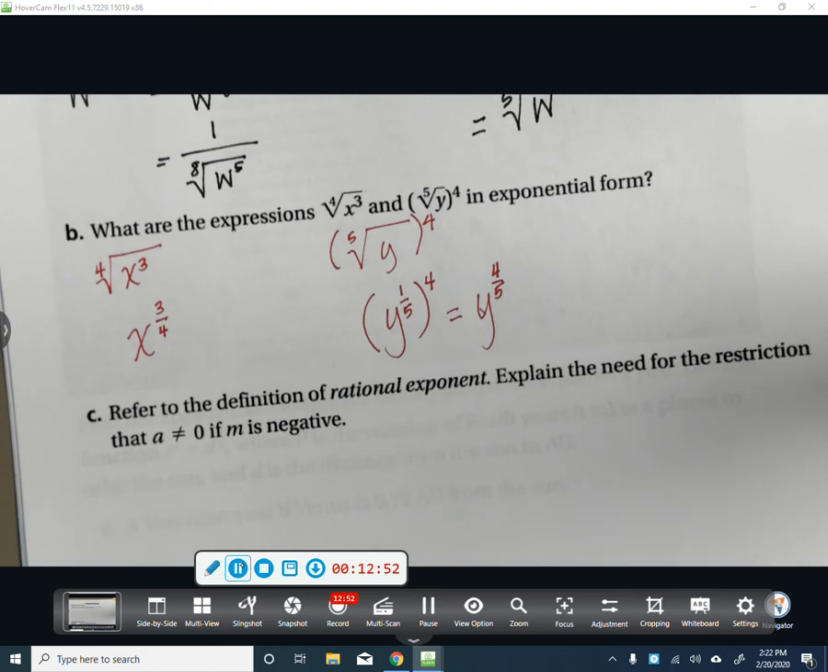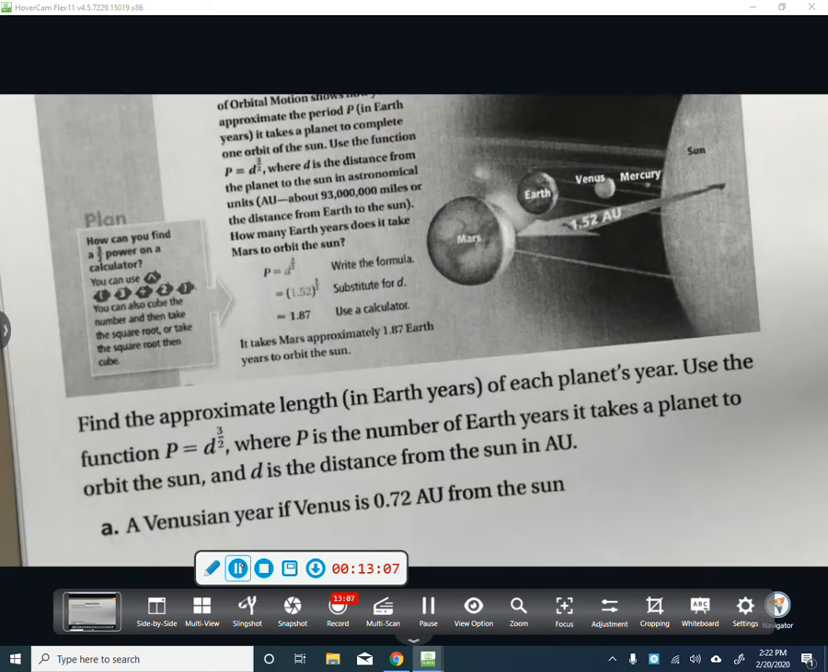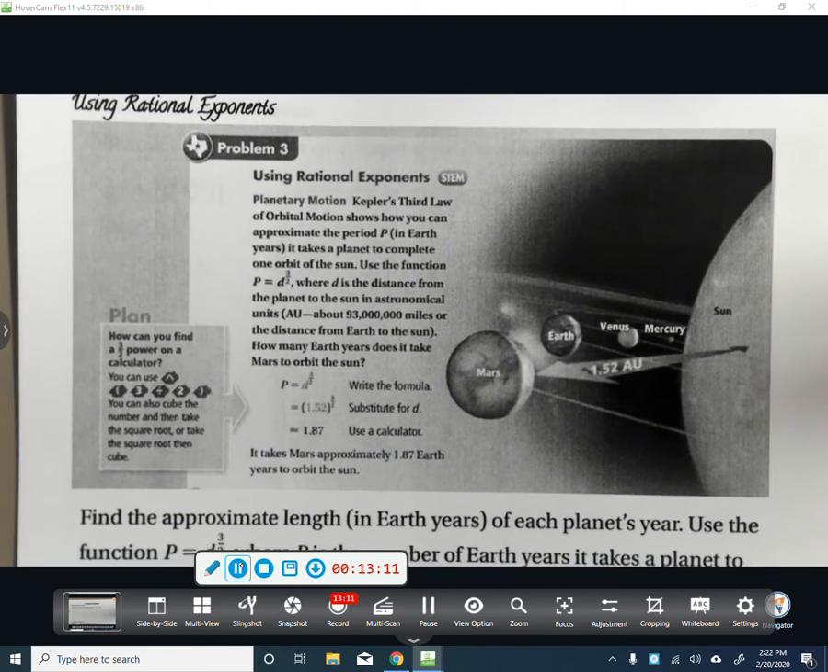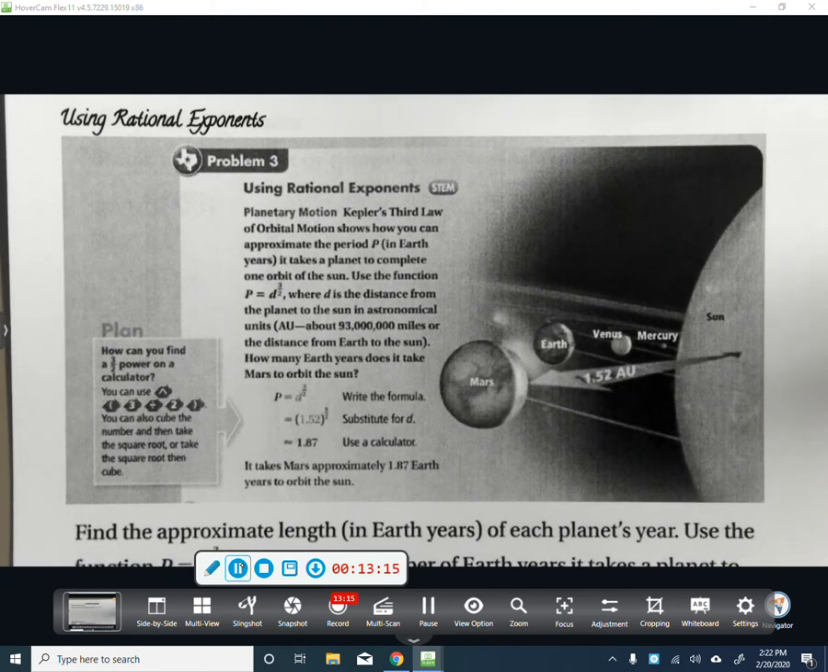So we're going to have to get used to going back and forth between these different forms, between radical and exponential. Questions so far? Okay, it's a matter of doing some more problems. Sometimes you'll see it in science, like if you want to have rational exponents. So I want to expose you to a word problem, and that way you're not fearful.